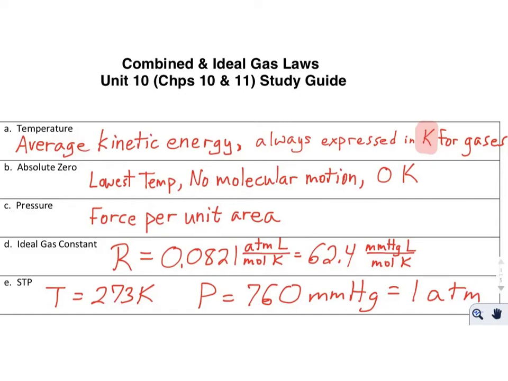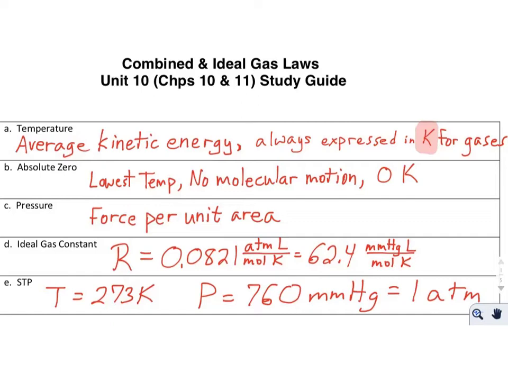The definition of temperature is the average kinetic energy. This is always expressed in Kelvin for gases. Absolute zero is the lowest possible temperature where no molecular motion occurs. This is also 0 Kelvin. Pressure is force per unit area.